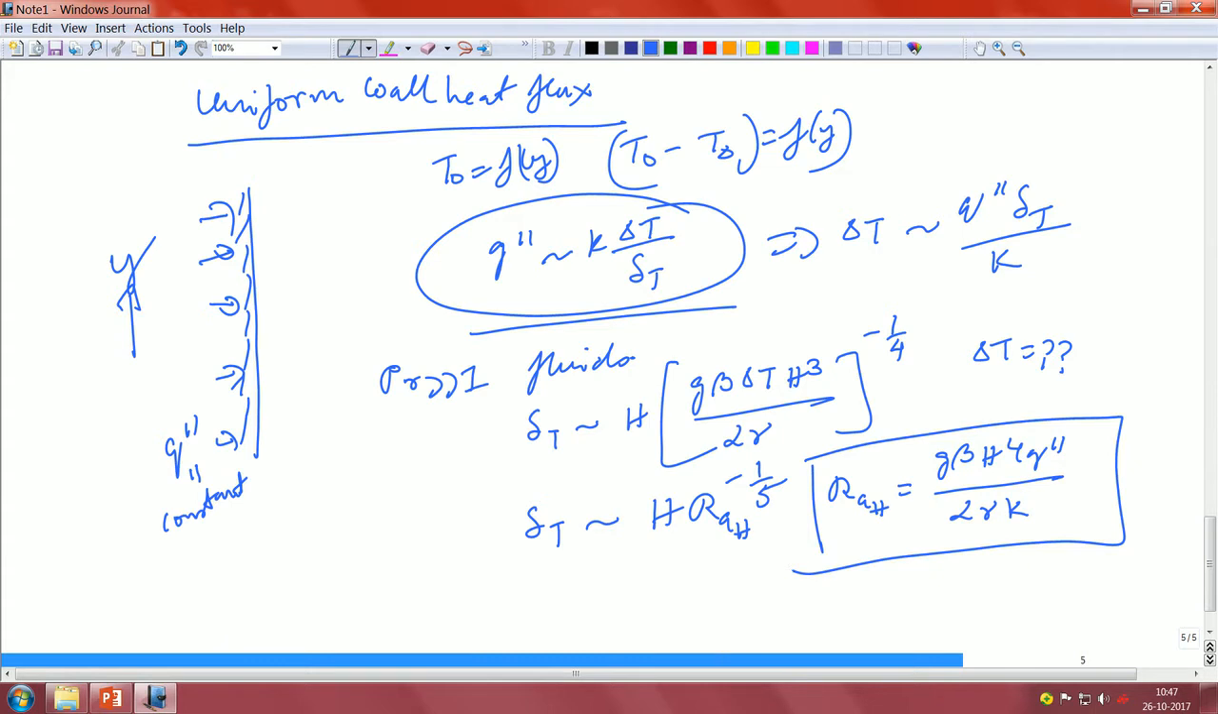Several books will differentiate between this Ra_H and the other Ra_H, it is your choice. You can write it as Ra_H star as Adrian Bejan has done, or in any other way you want. It is basically the equivalent definition of the Rayleigh number, I am sorry, given in terms of g beta H to the power of 4 Q double prime divided by alpha, the kinematic viscosity and the thermal conductivity. That is how this has been cast. We call it the Rayleigh number based on heat flux.